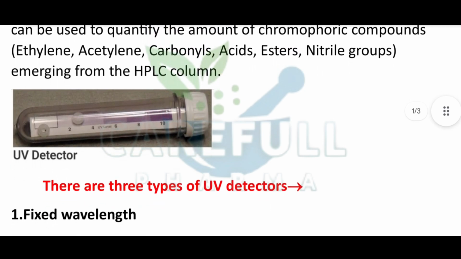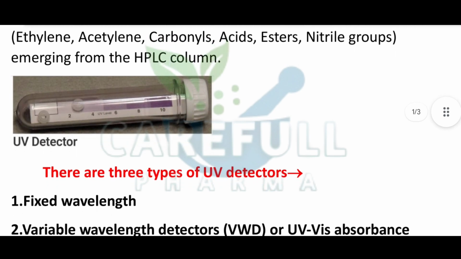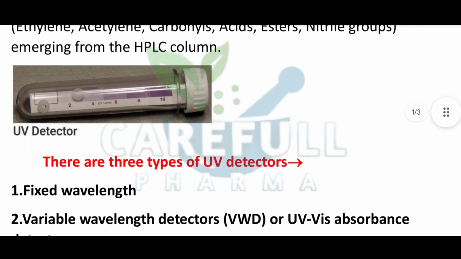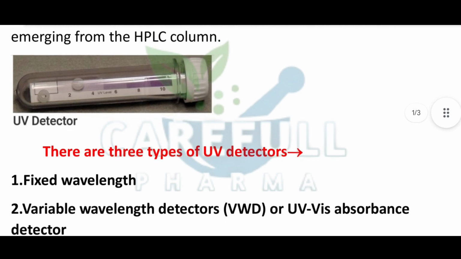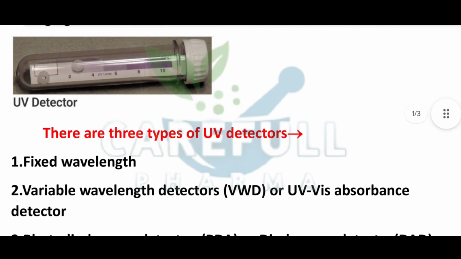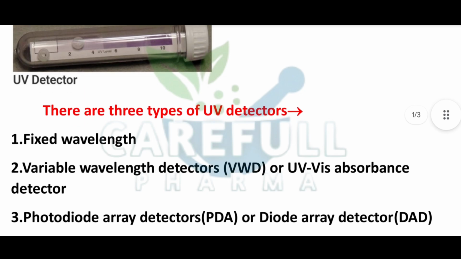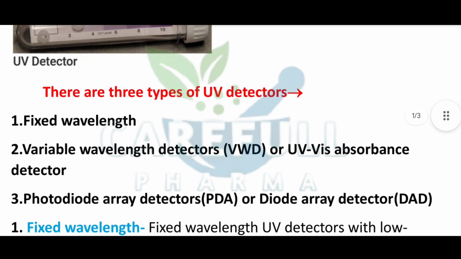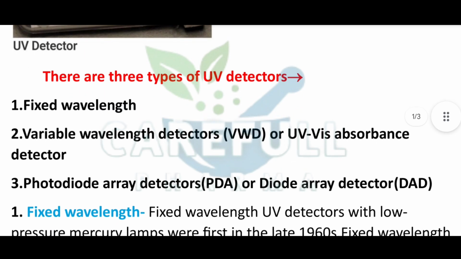There are three types of UV detectors. 1. Fixed wavelength. 2. Variable wavelength detectors, VWD, or UV vis absorbance detector. 3. Photodiode array detectors, PDA, or diode array detector, DAD.